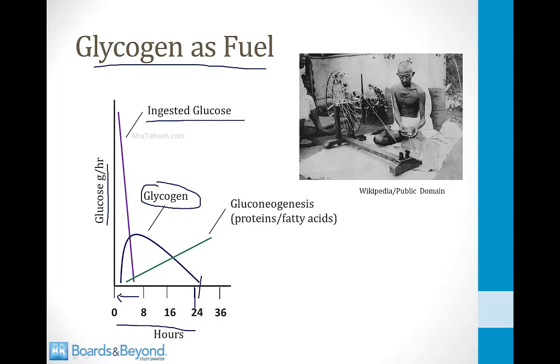Beyond that point in time, any glucose you find in the bloodstream will come from gluconeogenesis and proteins and fatty acids. And this is a picture of Gandhi here. If you know the history of India, you know that Gandhi used to go on these hunger strikes. And so I always think of him not having eaten for 30 or 60 days. And I think that all of his glucose is coming from his protein and fatty acids. And that's probably why he's so skinny.